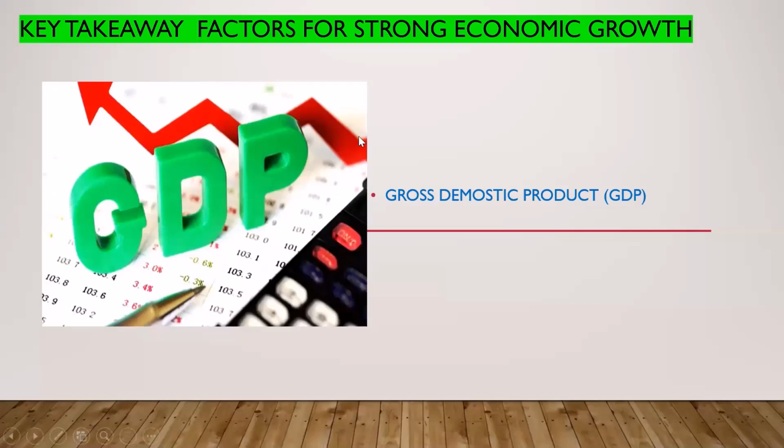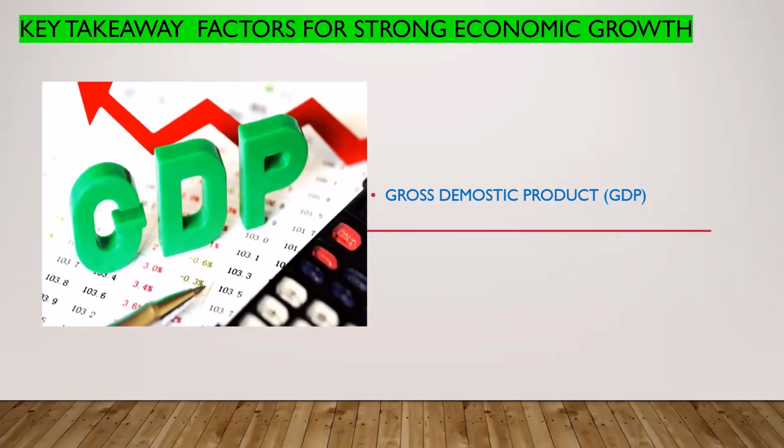Now, let's take note of key takeaways: factors for strong economic growth. What are the factors that can determine that a country's economy is going strong or is going weak? I outlined about 8 factors for the sake of this class. In subsequent classes, I will be bringing in more factors that you may need to understand, of the factors that trigger a higher or a strong economic growth. One of them is gross domestic product, GDP.